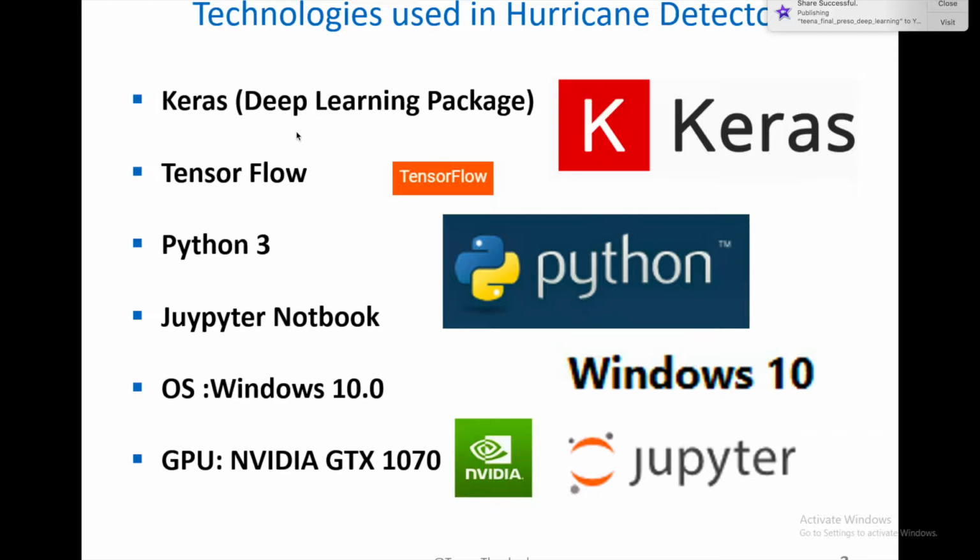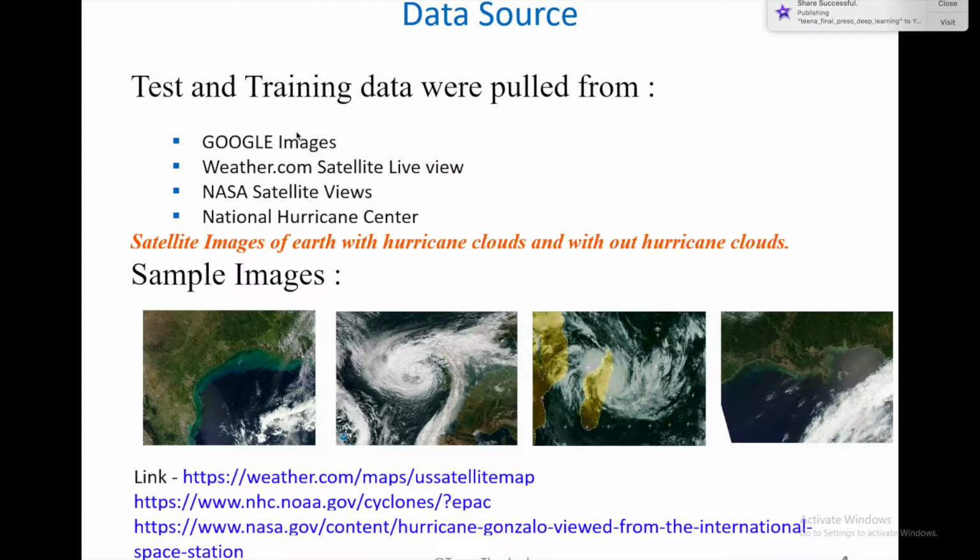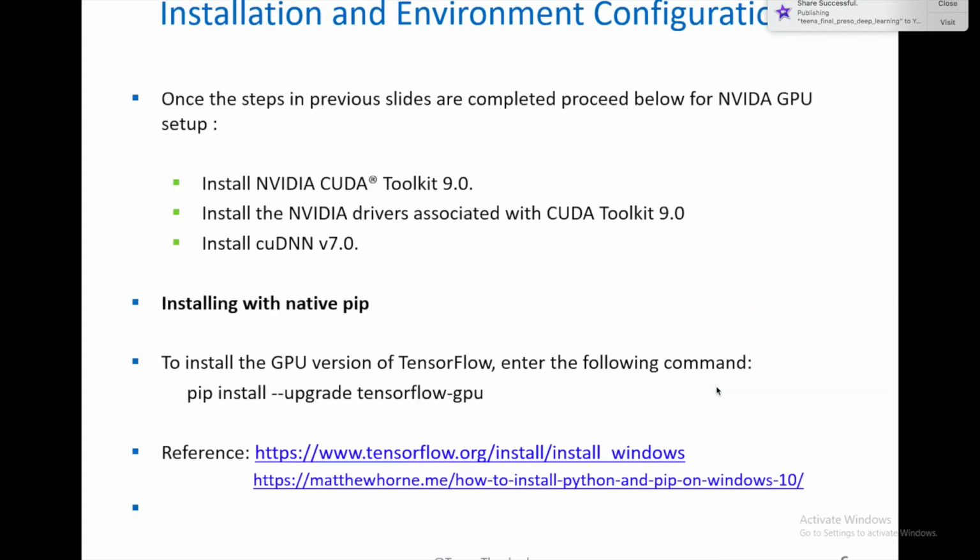The different tools and technologies used are Keras, TensorFlow, Python, and NVIDIA is the GPU card, Jupyter Notebook, and Windows 10 is the operating system. The data sources for this project are from Google Images, weather.com satellite and radar images, NASA satellite images, and National Hurricane Center images. These are some sample images of non-hurricane and hurricane-like wind pattern images which were used and labeled to pass through the networks.